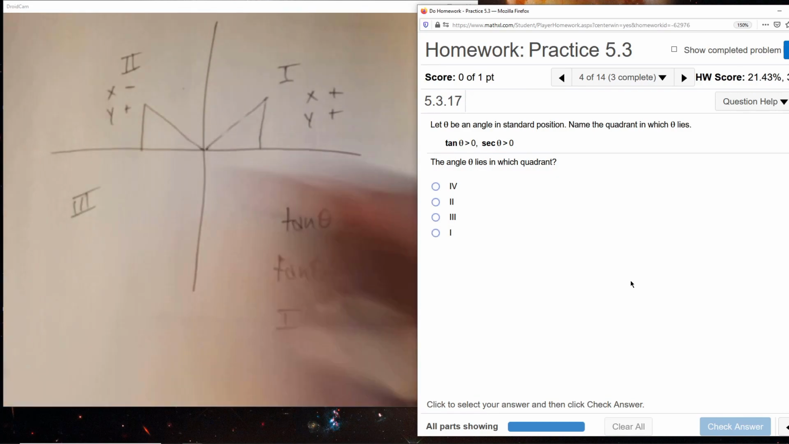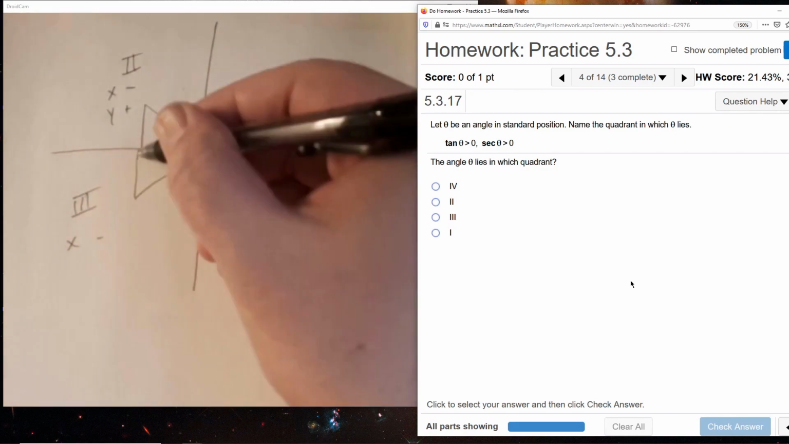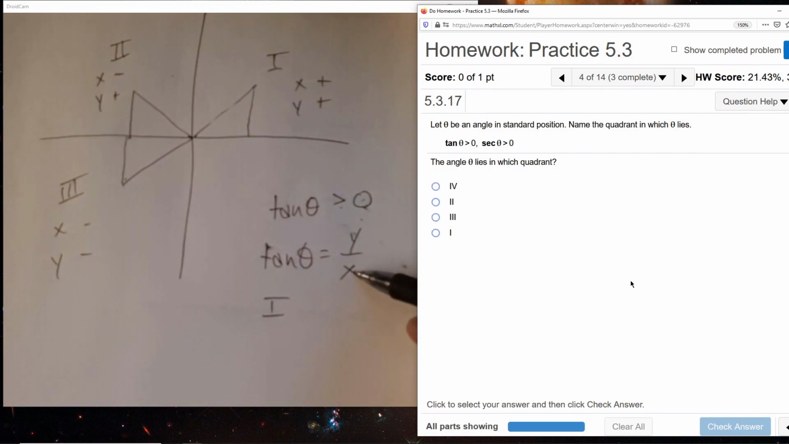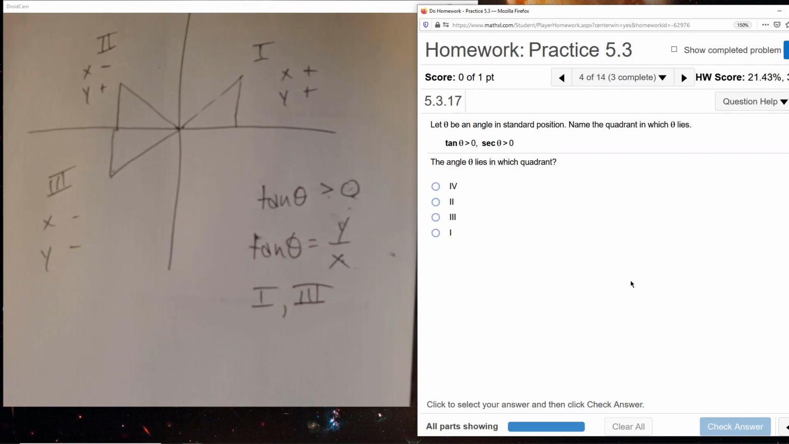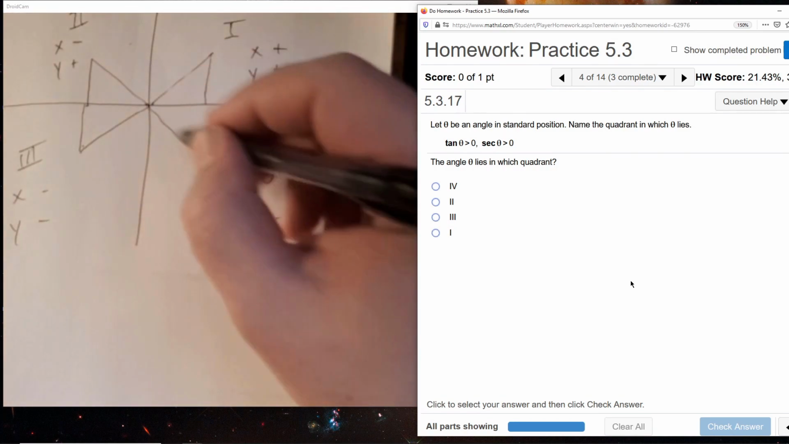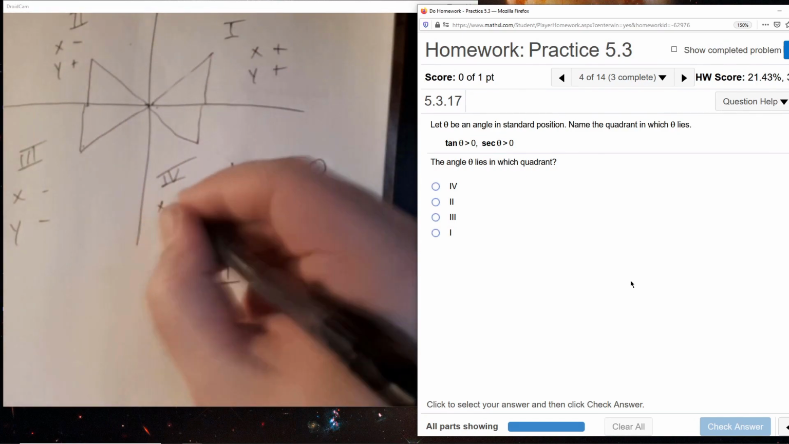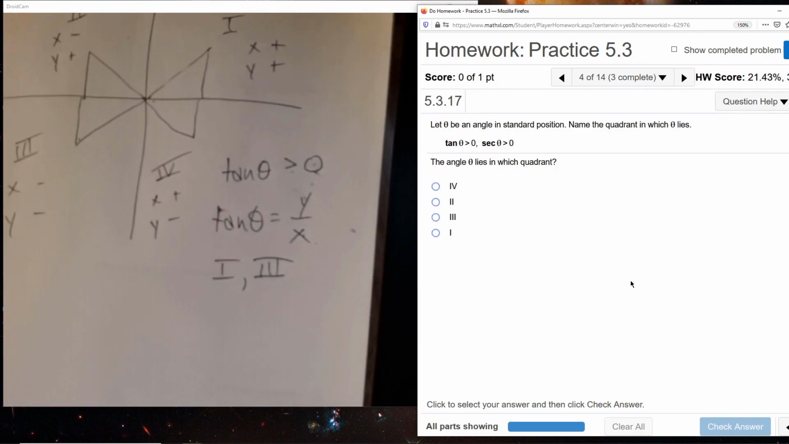If we look at quadrant 3, think of a right triangle here. In quadrant 3, we have a negative x and a negative y. And a negative divided by a negative is positive. So tangent is positive in quadrant 3. Then finally in quadrant 4, x is positive and y is negative, which should mean tangent is then negative. So we know this is true in quadrants 1 and 3.